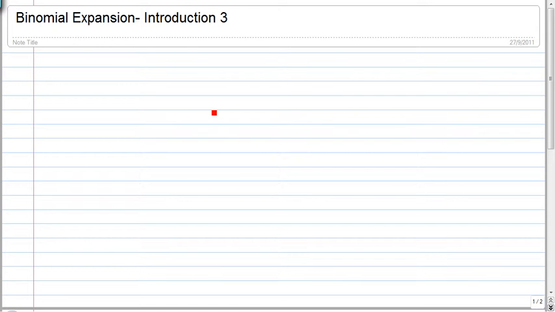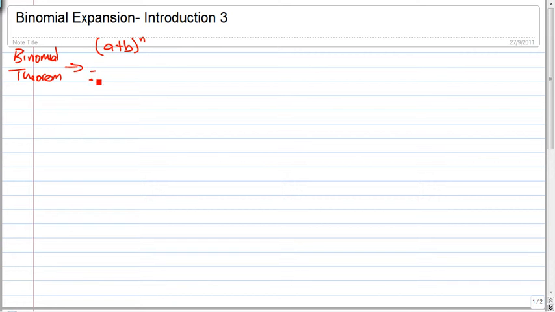Alright, so we're going to go through the binomial expansion formula. This is the binomial theorem. For a term with two unlike factors, a plus b to the power n, where a is the first term and b is the second term.